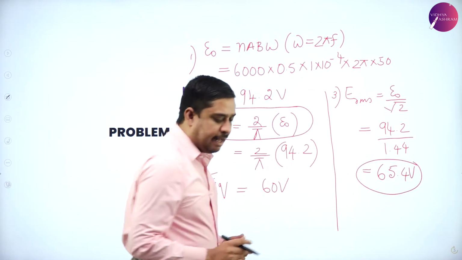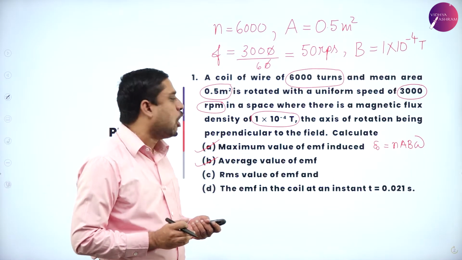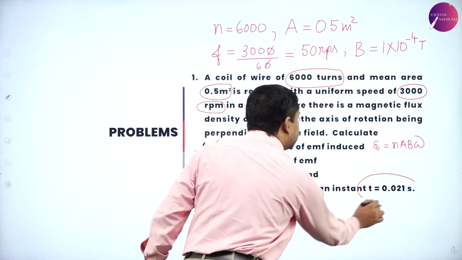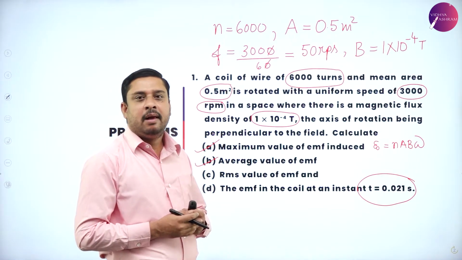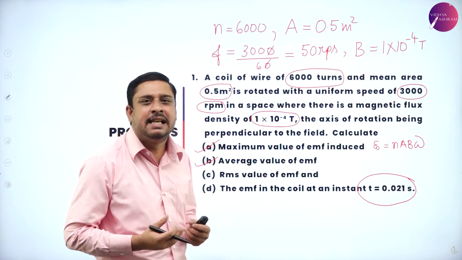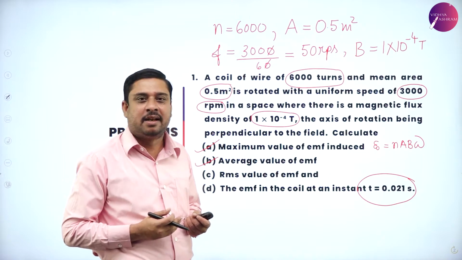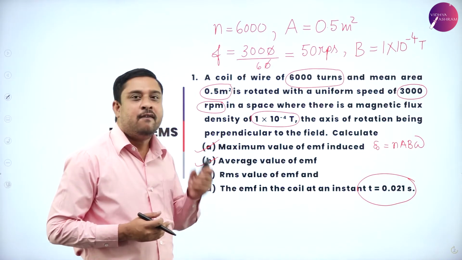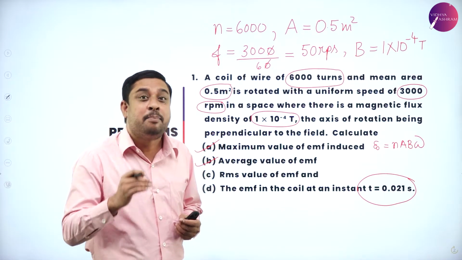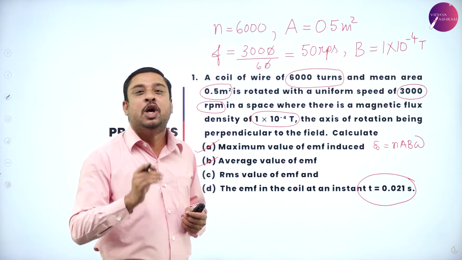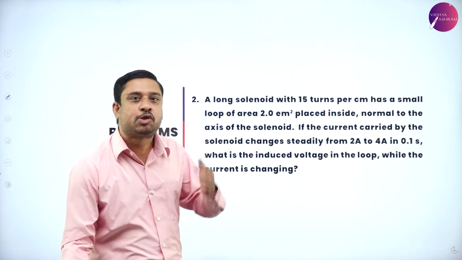volts. And the last one that has to be calculated, the EMF in the coil. Just substitute t as 0.021. You will arrive at the answer. So, see, very easily, the question may appear to be a lengthy question, but part by part, when I solve, it is very much easier. But preferably, I need to know the concepts. Next one.